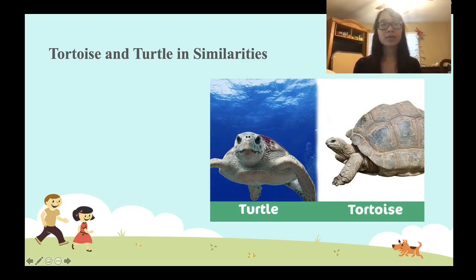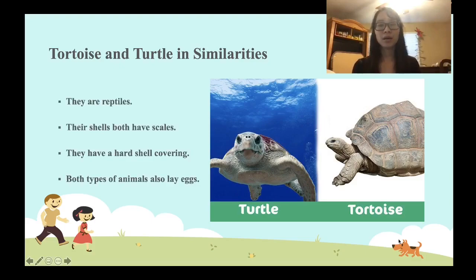So tortoise and turtle similarities: they are reptiles. You see their shells, both have scales on the shell. You see they have a hard shell covering, and both types of these animals also lay eggs. See the picture. So they are reptiles, they both have scales, they have hard shell covering, and they also lay eggs.